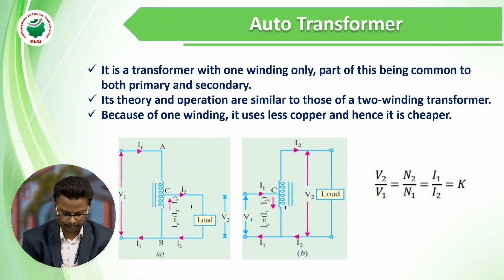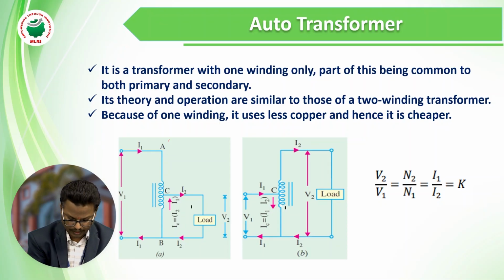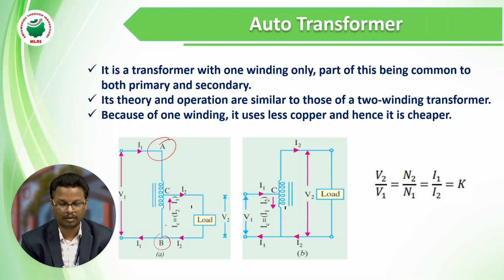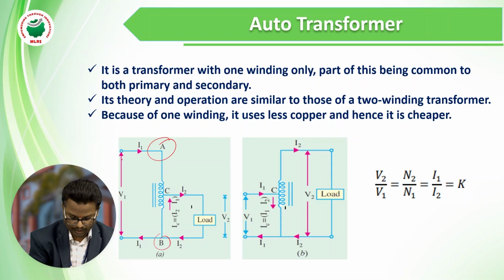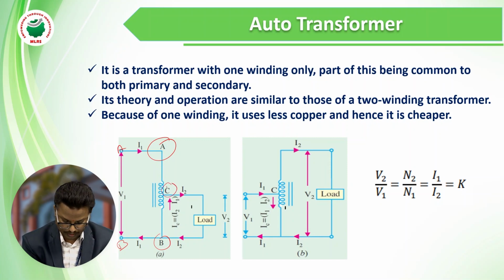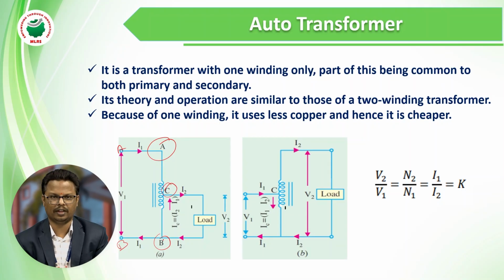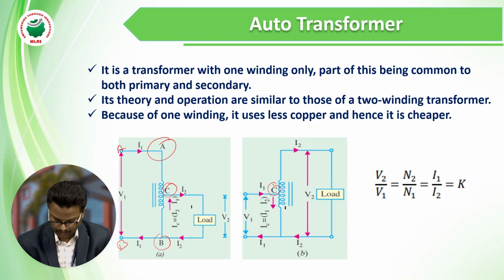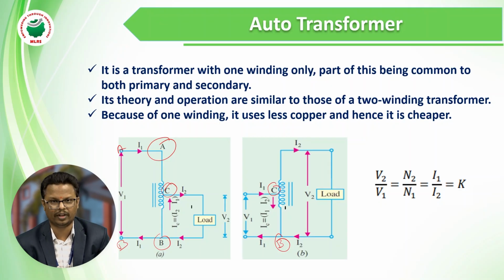If you observe here, from A to B we have the total winding. Observing the point A and point B, this is the total winding, the primary winding. And from point C to B, it is the secondary winding. Okay, so from here we can observe C, and here we have B. This BC is the primary winding here, and here A and B is the secondary winding.